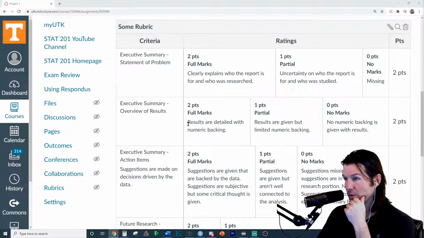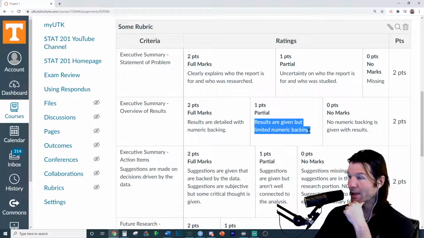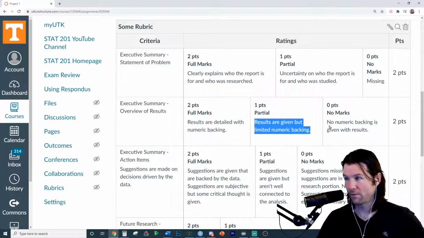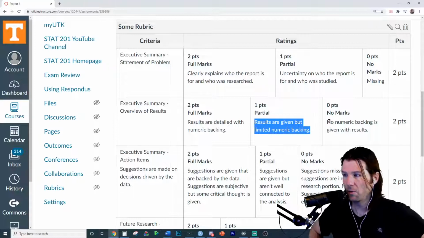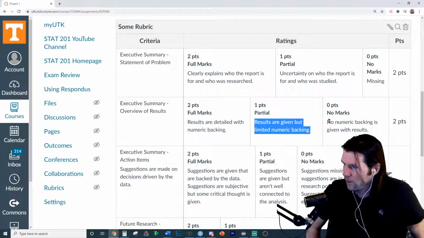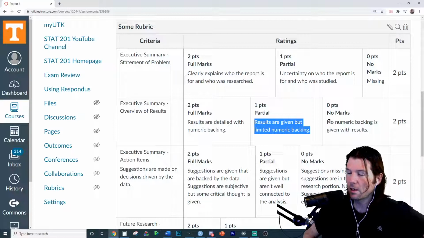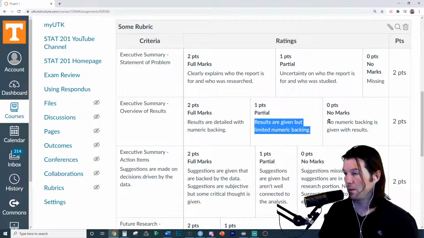Overview of the results. Results are detailed with numeric backing. And look at this. You could lose a point for not doing enough numeric backing, or if you just kind of talk about stuff but you don't give numeric backing. What do I mean by numeric backing? Someone's probably asking that. I mean, you cite the numbers. Instead of saying, we looked at the mean and the median, or we looked at the median because the data is skewed, you would say, the median of 3.8 was found.